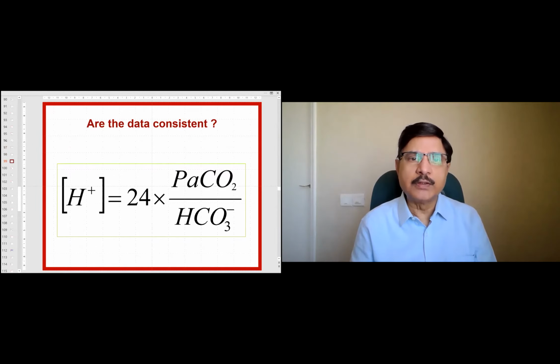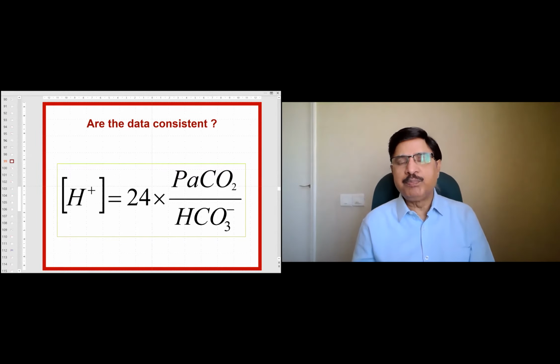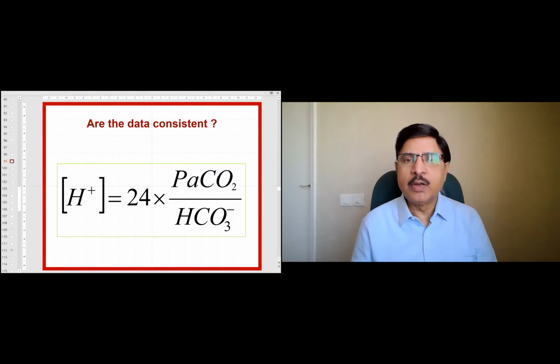So how to verify the data? This also I told you. Hydrogen concentration is equal to 24 multiplied by PaCO2 divided by bicarbonate. In this equation, PaCO2 is on the top. In the Henderson-Hasselbalch equation, because it is a log, bicarbonate is on the top and PaCO2 multiplied by the dissociation constant 0.03 is the new denominator. And the constant there is 6.1. Here the constant is 24 multiplied by PaCO2 divided by bicarbonate.